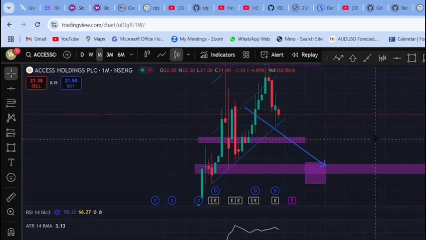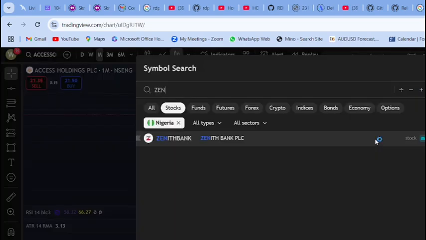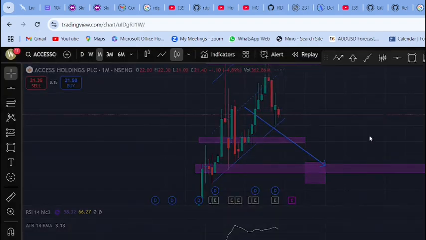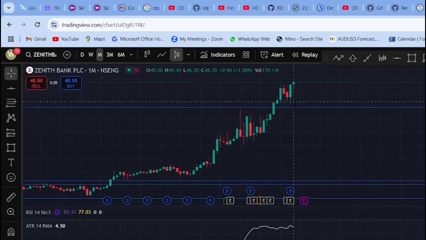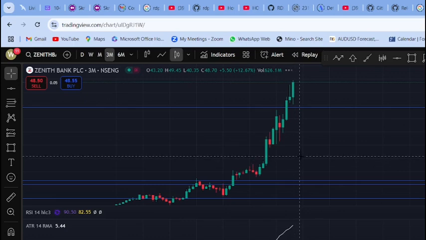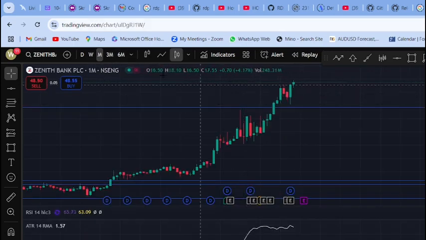Let's take another stock. Let's look at Zenith Bank, and that's where I'm going to stop in this video. It's getting too long and I didn't expect it to be this long. For Zenith Bank, what happened here? Oh my god, this is a continuation pattern. I like this pattern.